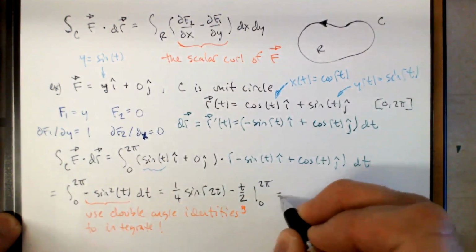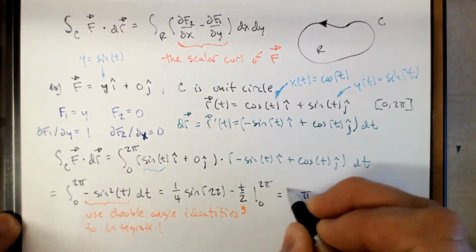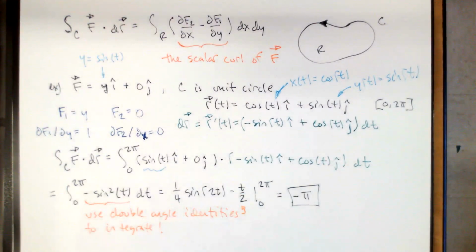And so we evaluate this and we end up with negative pi. At that point, we just plug in 2 pi, plug in 0, and subtract. We'll end up with minus pi plus 0, because the sine of 2 pi and sine of 0 are both 0. Integrating sine squared, you don't always remember how to do that, but there are double angle identities. So that's what we used at that point.